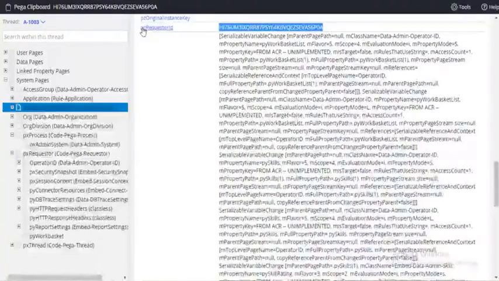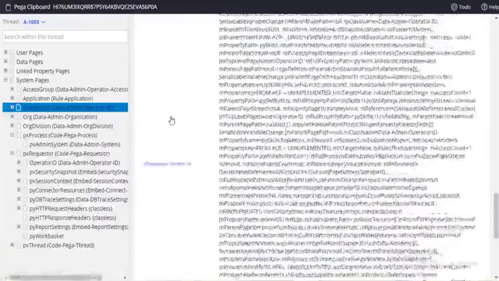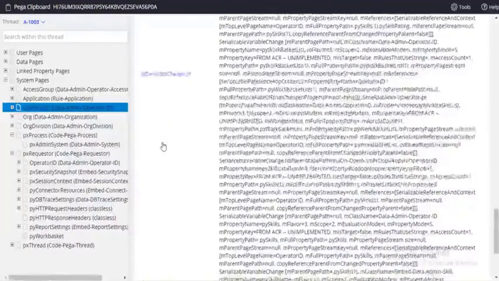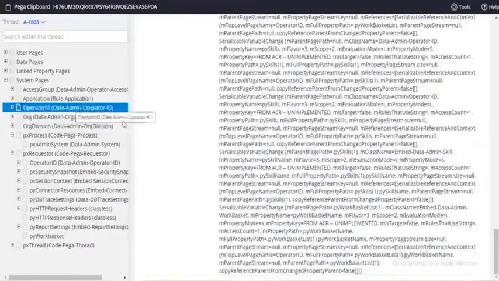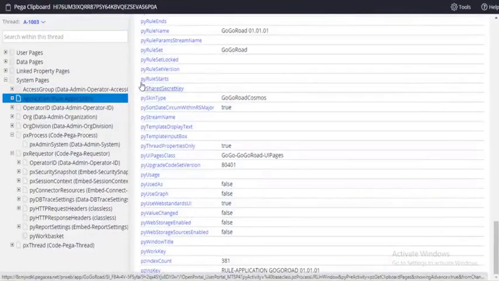See, a few properties are PJ properties: PJ requester ID, PJ original instance key. A few are PJ properties, like PJ serialized change sum. If you see here in the application, there are some PY properties: PY rule start, PY skin type.